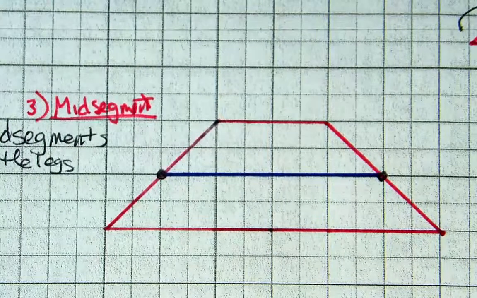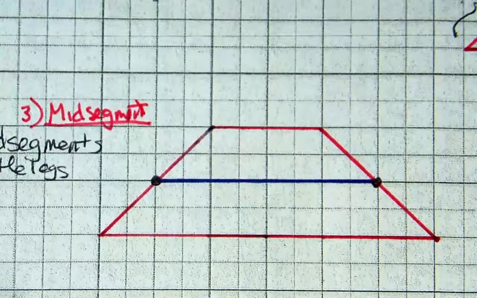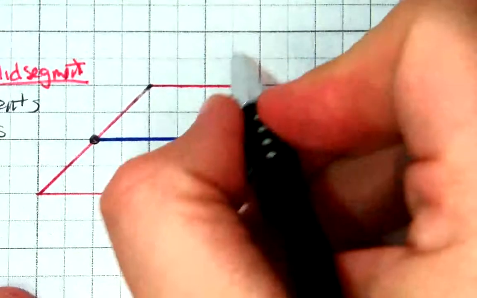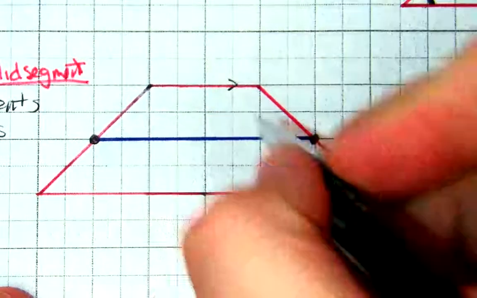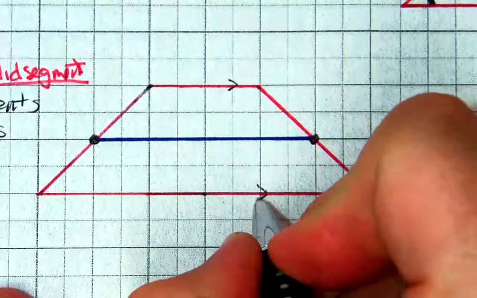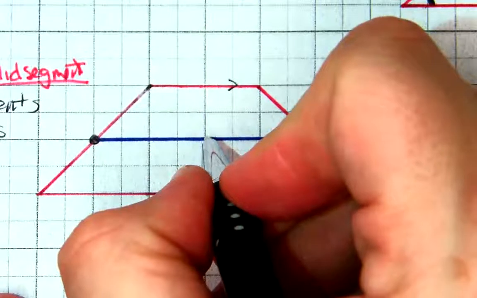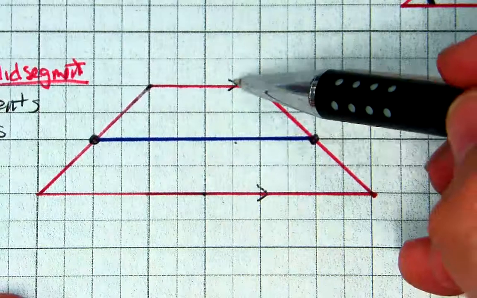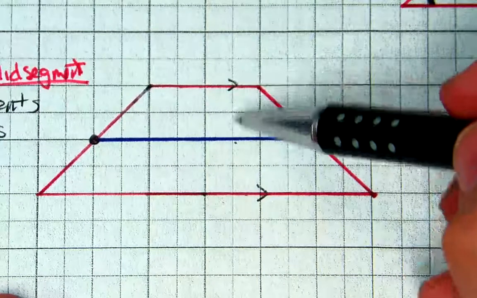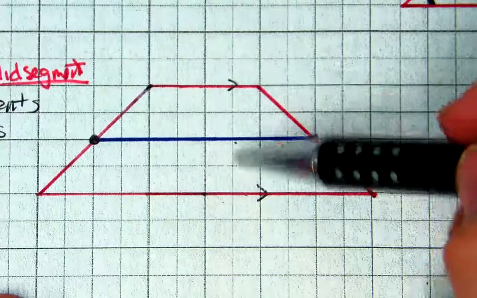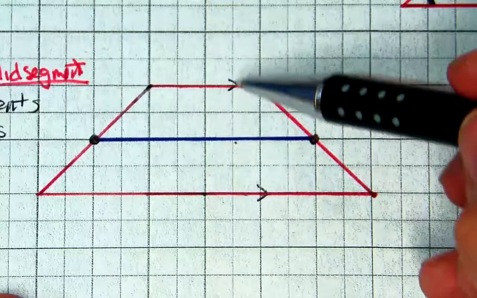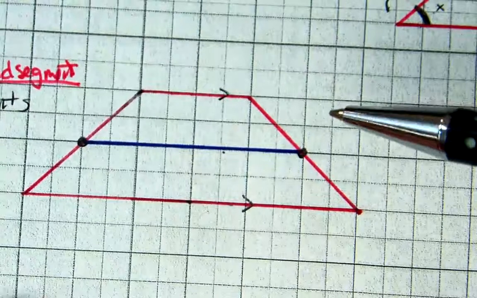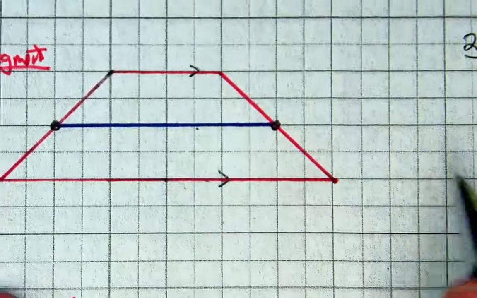Now, let me ask you this. Will the mid-segment, since I know this line right here is parallel to this line, what can we say about the mid-segment as far as the parallel lines are concerned? Is this mid-segment ever going to intersect these two parallel lines? Give you a second to think about that.